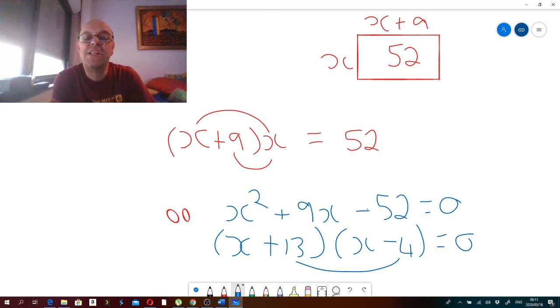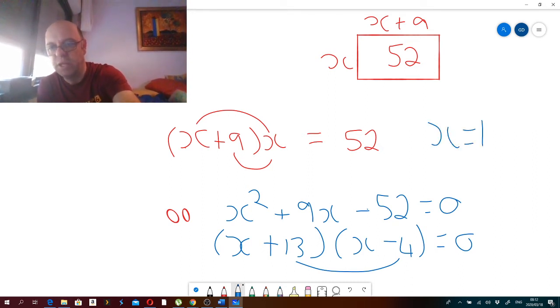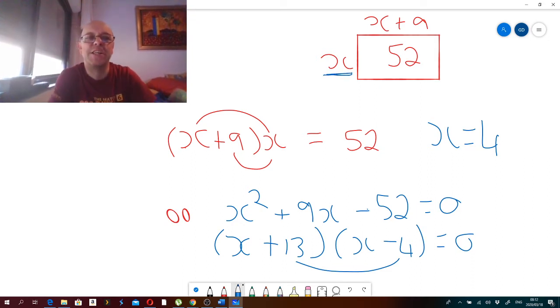Now the question said what is the only solution, and we've found 2. But remember, being a length, we cannot measure a minus 13 length. So that is a solution that doesn't make practical sense for our story. So therefore only the solution x equals 4 is valid. So in this story only x equals 4 can be used because we can't make the x over here a minus 13. There's no such length to measure. Okay, so that's number 4. Let's move on.